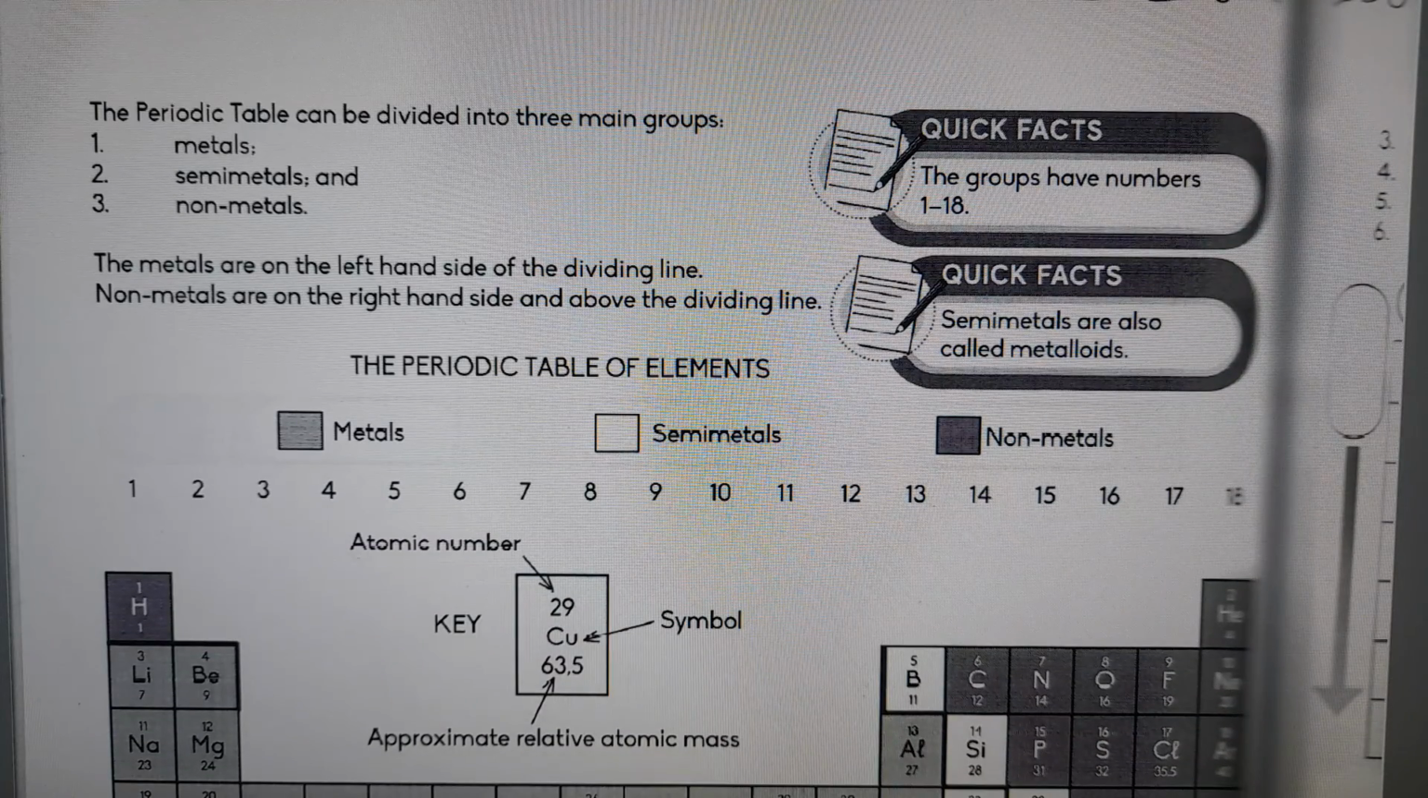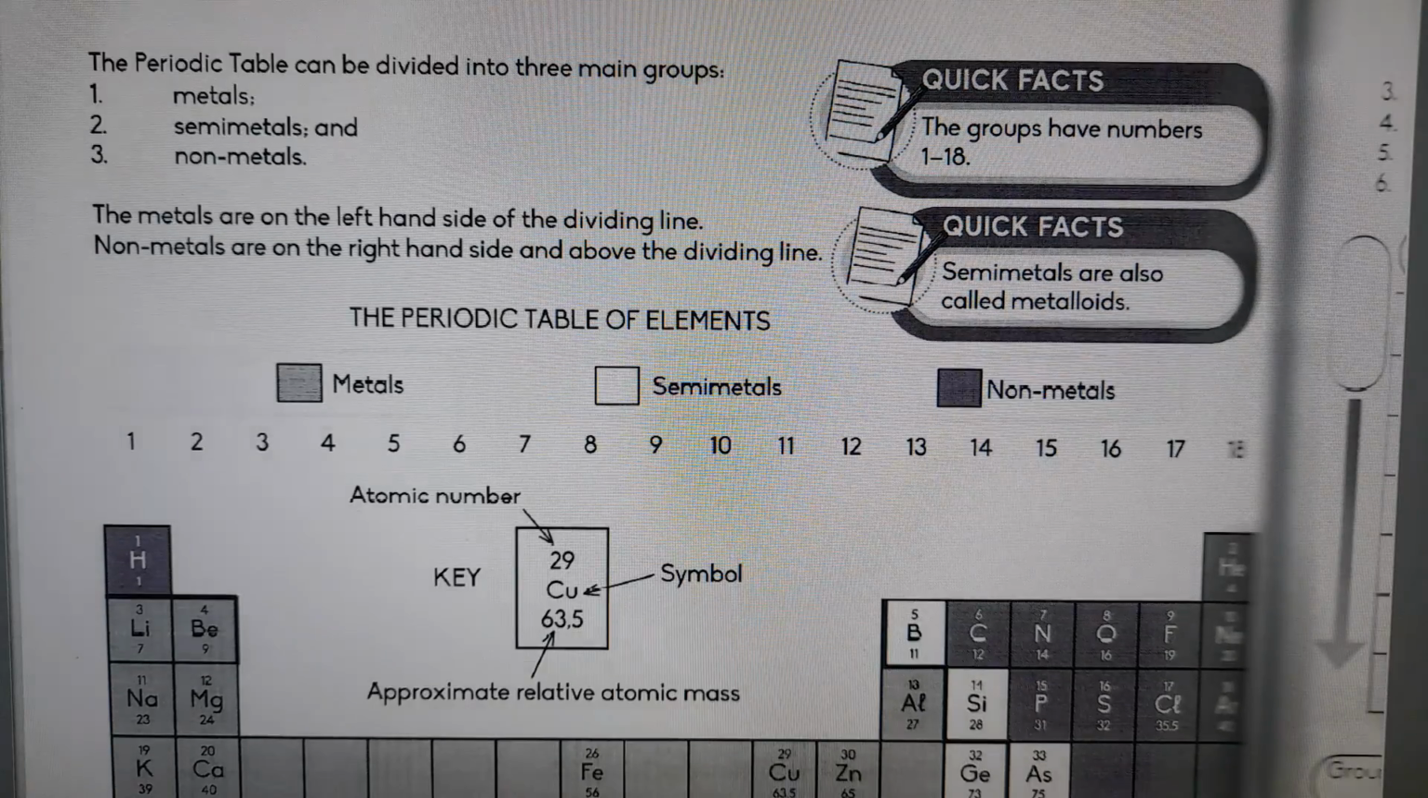So they say the periodic table can be divided into 3 main groups, which are metals, semi-metals, and non-metals. And here we've learned about the groups. So let's come here. The metals are on the left hand side of the dividing line. Let's look clearly.